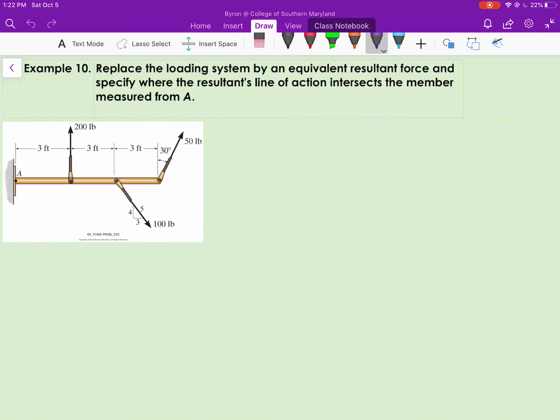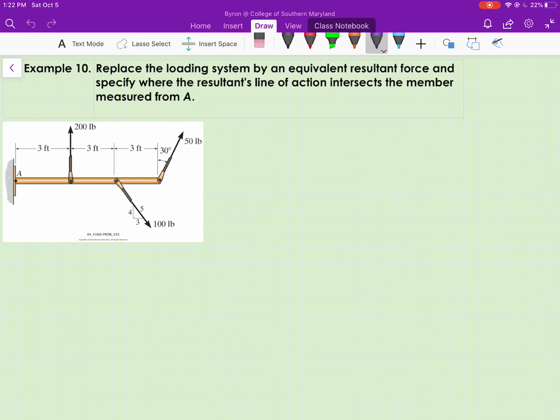In this problem, we're asked to replace the loading system shown in the figure by an equivalent resultant force and specify where that resultant force's line of action intersects the member measured from A.